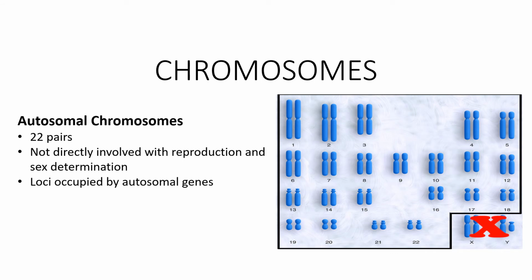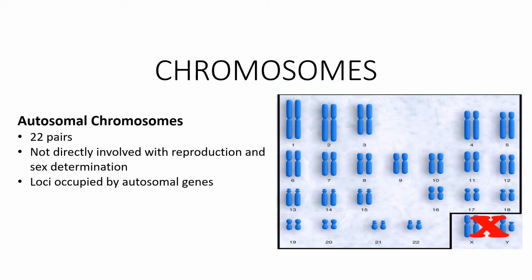Autosomal chromosomes. What are autosomal chromosomes? The human cell contains 23 pairs of chromosomes, out of which 22 pairs belong to the autosomal chromosomes while one pair belongs to the sex chromosome. Any chromosome that is not directly involved with either reproduction or sex determination comes under the category of autosomal chromosomes.